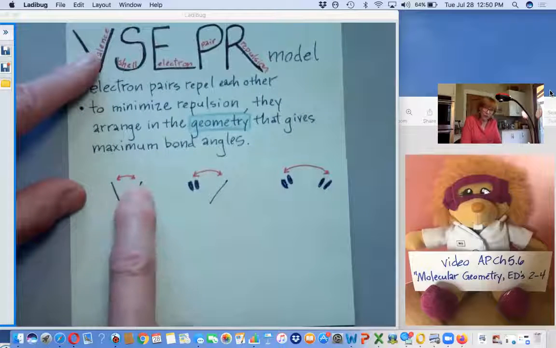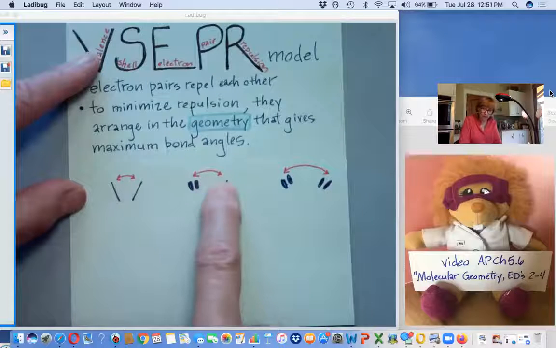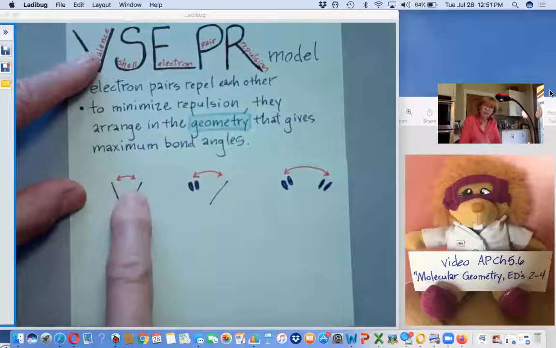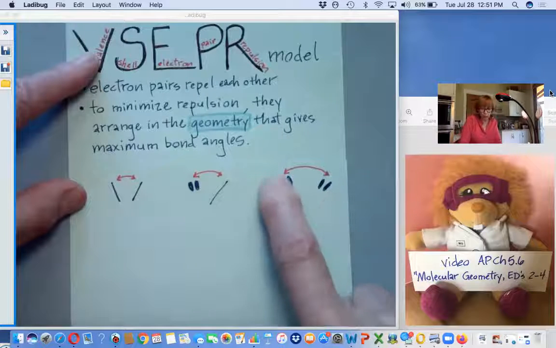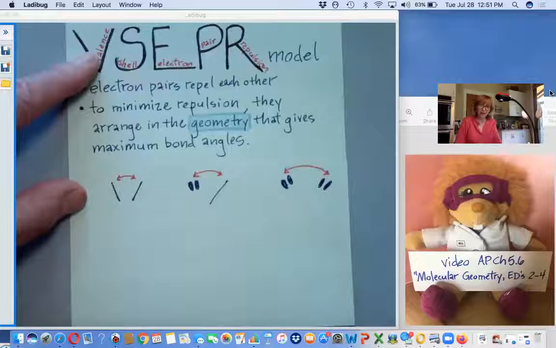Okay, and the last thing I want to point out is that we've seen that bonds do repel each other, but if you have a lone pair, it's going to repel a bond even more than the bonds repel each other. And if you have 2 lone pairs, they really repel each other, causing the most distortion of all.